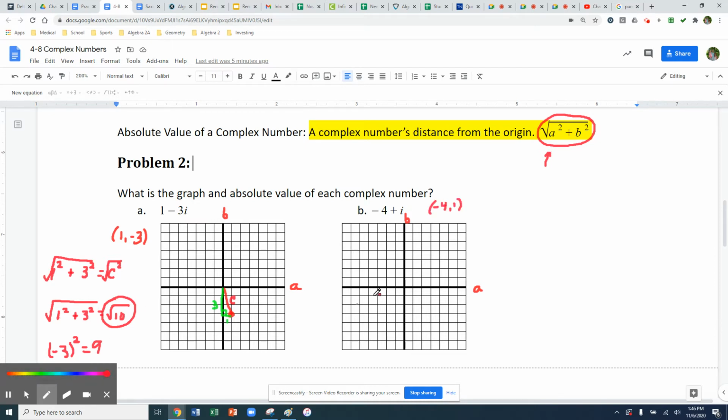Part 2, I'll take -4, 1, so I'll go -4, up 1. Now, calculating the absolute value, I'll take -4 squared, or I could just use 4 squared plus 1 squared. And either way, I'm going to get the square root of 17. So there's going to be my absolute value distance from this point back to the origin.